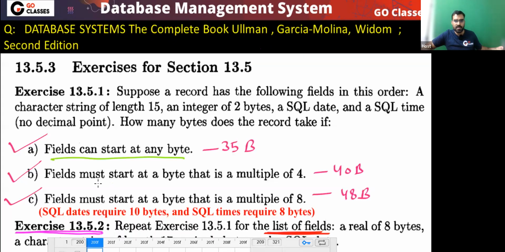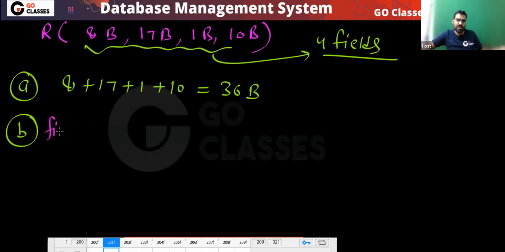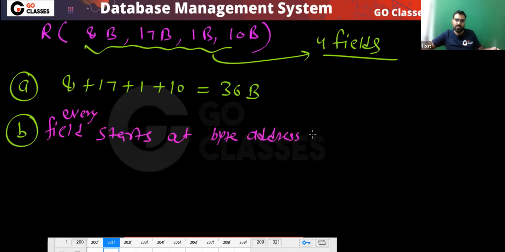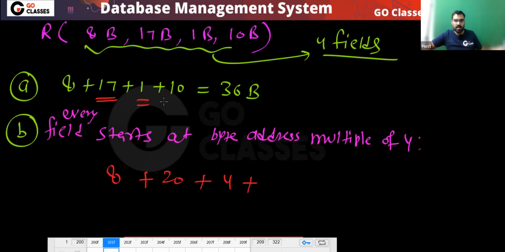Next, what will be part B? Every field should start at a multiple of 4. Every field starts at a byte address that is a multiple of 4. So this becomes very easy now. You just round everything to a multiple of 4. So this 8 will become 8. This will become 20. This will become 4. And this will become 12.